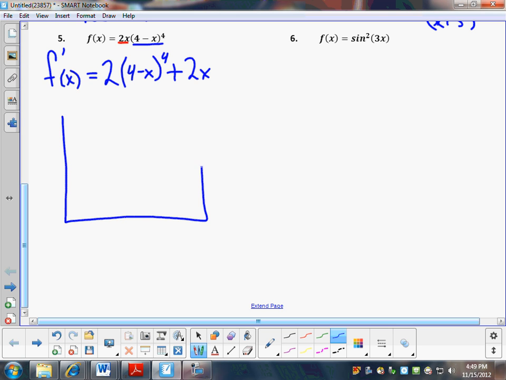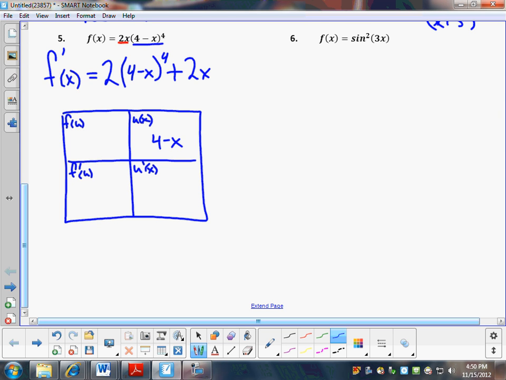Well, as you can see, in order to take the derivative of the second, I need to use the chain rule. F of u, u of x, f prime of u, u prime of x, and I go to work. U of x in this situation is 4 minus x. F of u, u to the 4th. F prime of u, 4u to the 3rd, u prime of x, negative 1.